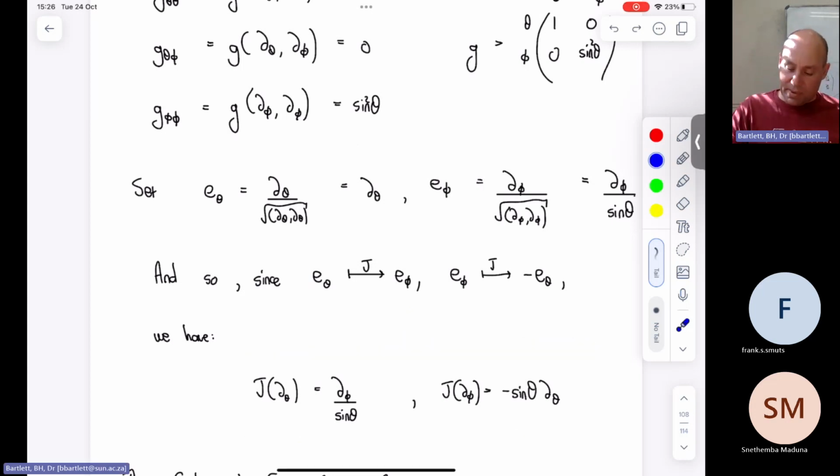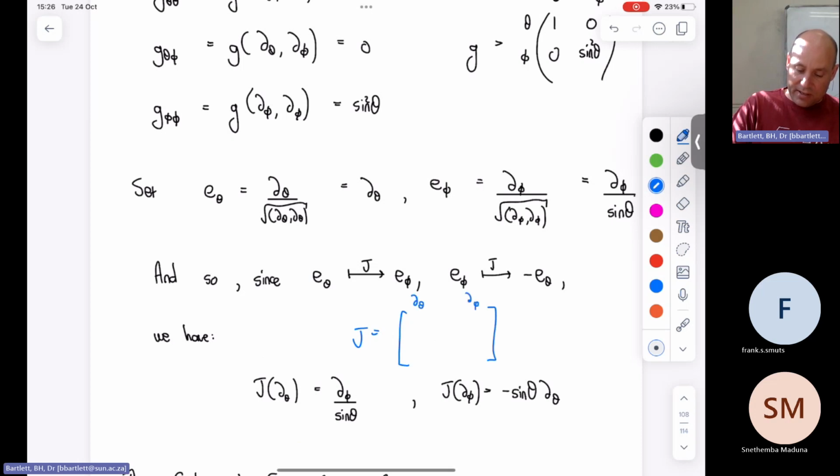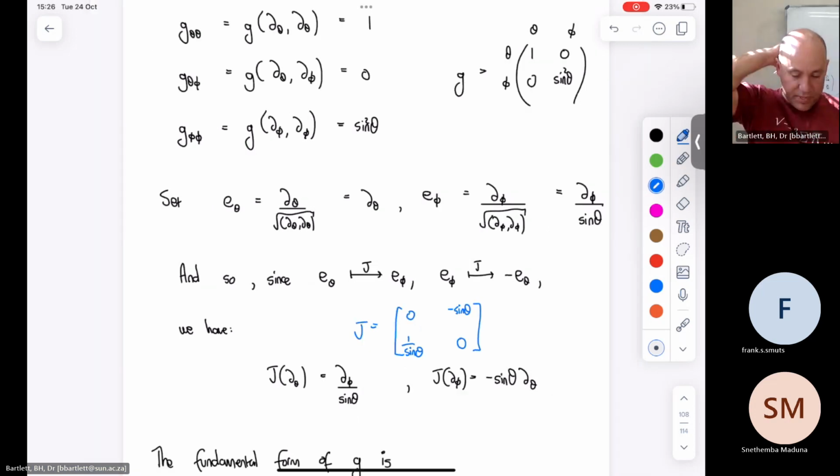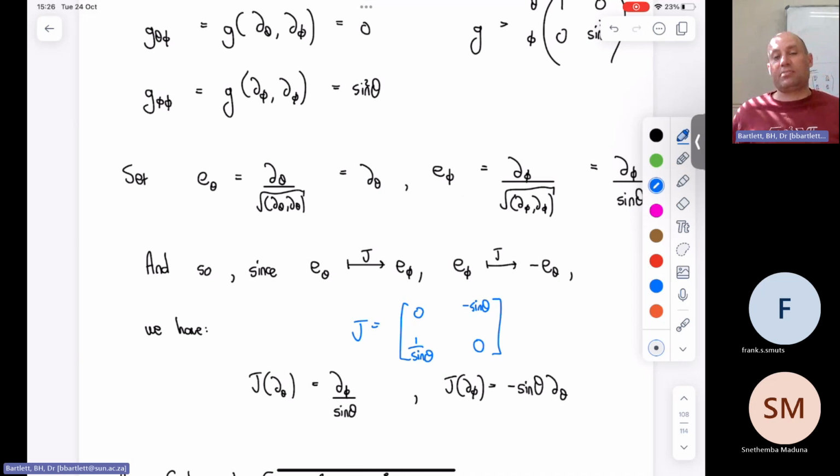Okay, if I want to write that as a matrix, I could. But then I would be saying that as a matrix, J, when I act on del phi, I'm going to get, so that's del theta, del phi. So the first coordinate is 0, and the next coordinate is 1 over sine theta. And when I act on del phi, I get minus sine theta, 0. Notice that J squared equals minus the identity.